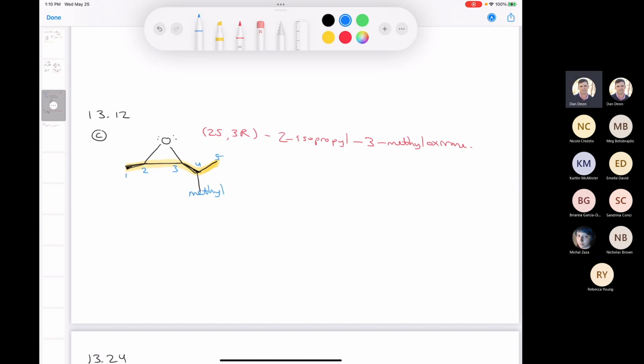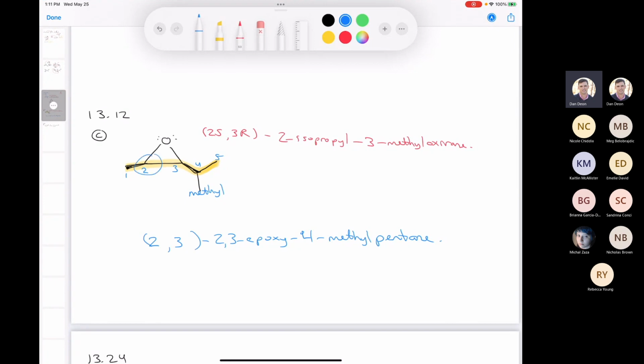4-methyl pentane. So we can scribble that down. 2,3 epoxy 4-methyl pentane. And now you have carbons 2 and 3, which have stereocenters.